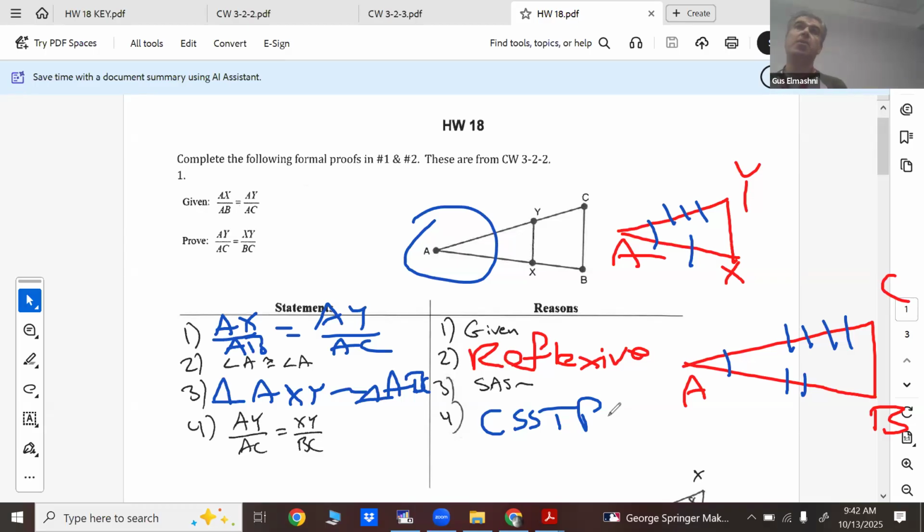The statement is what you observe, and the reason is why that's true. I observe that this is happening. For what reason? Why is that true? It's true because it was given to me, or because something always equals itself, or, for the third statement about the triangles, because the sides are proportional and the angle between is the same.